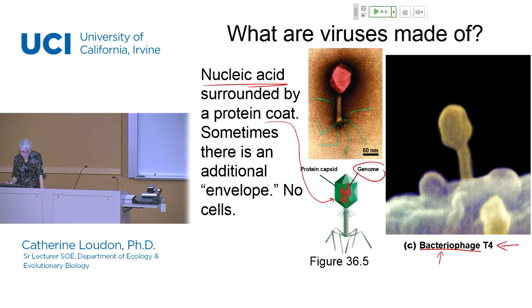And this is a good time to point out that the surrounding protein that surrounds the nucleic acid has a particular name, and that is called a capsid. So a capsid is just simply the protein-based structure that surrounds the actual genome, the nucleic acids of a virus.